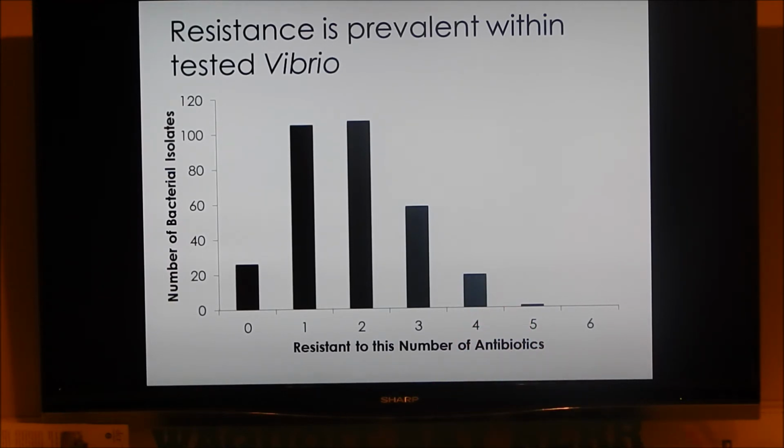As you can see, there's not that many that were resistant to 0 antibiotics, probably about 30, let's say. Then there were a lot, over 100, that were resistant to 1 and 2 antibiotics, and then it declines again to about 70 for 3, and even less for 4. For 5, I think this is only 1 sample, and luckily enough, we didn't have any that were resistant to all 6.